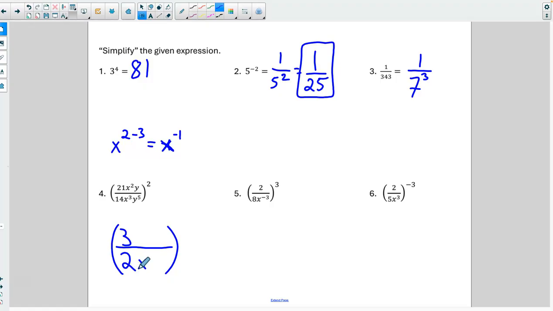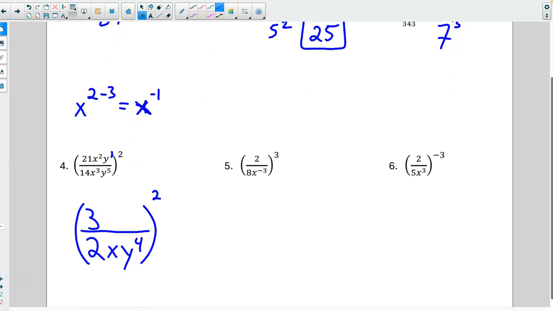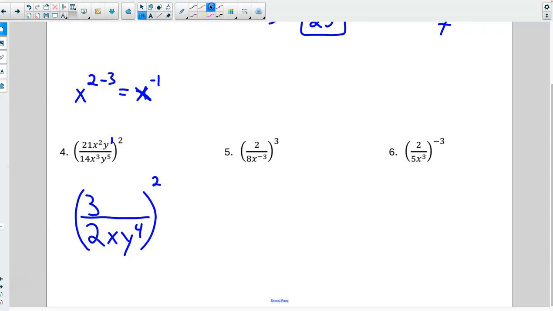How many y's am I going to have? 4. So I have 1 up here, 5 on the bottom, so I will have y to the 4th on the bottom. And so that's squared. So now we square everything. So 3 squared gives me 9. Nothing else on the top. Top's done. Go to the bottom. 2 squared gives me 4.